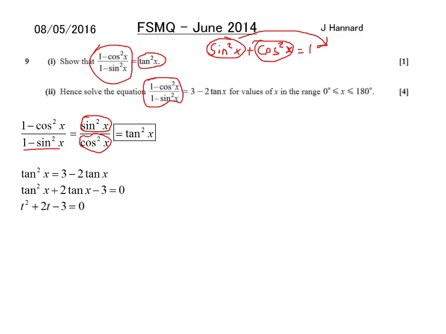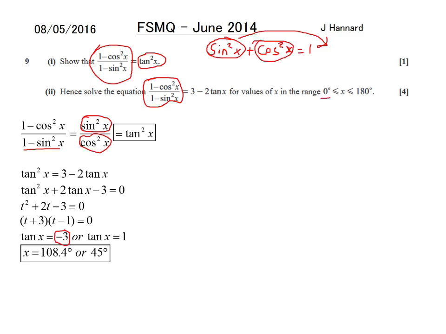That is a quadratic in tan x. Factorise that to get that. So therefore your tan x must equal minus 3 or 1. Get your calculator involved, you get 108.4 or 45. For this value here, you will get a negative answer, but remember it's in the range 0 to 180, and tan solutions come every 180 degrees.